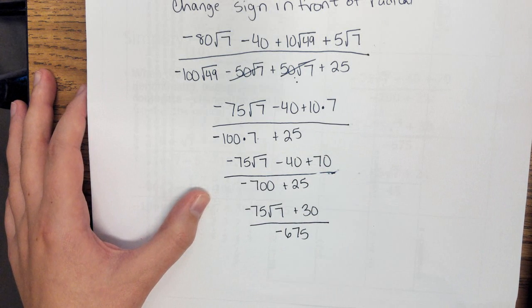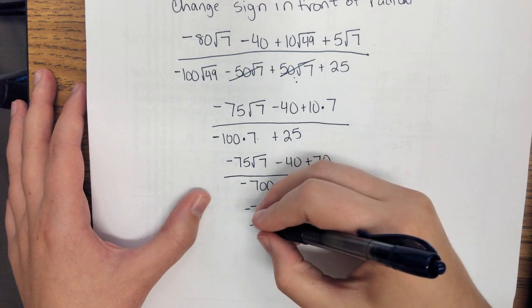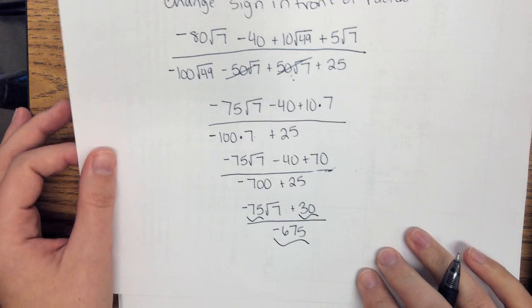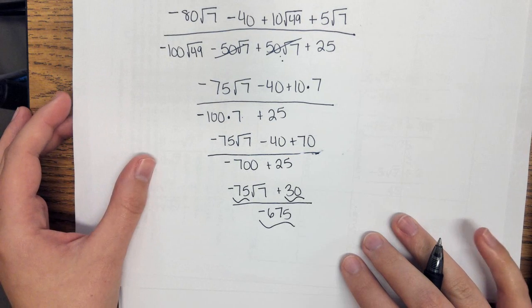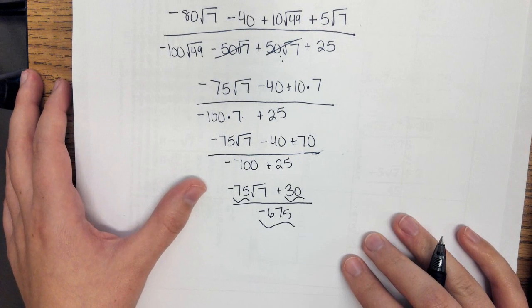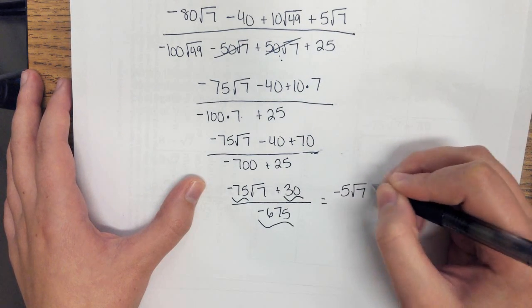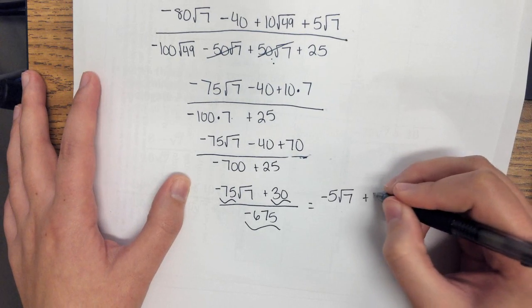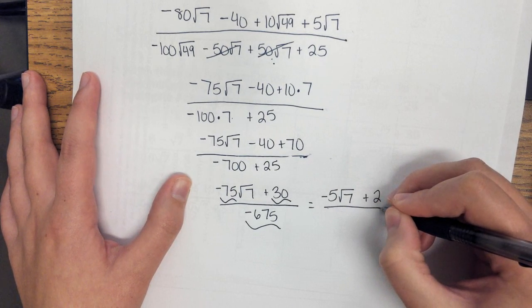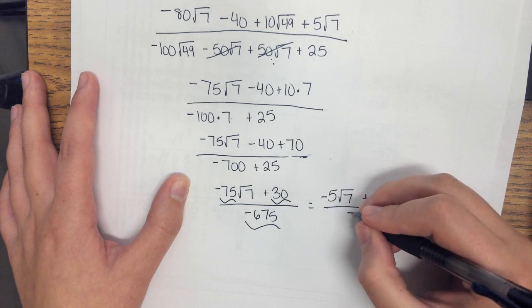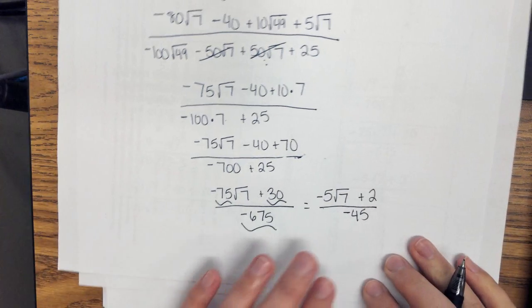Now this one is kind of tricky because there is one last thing that we can do to simplify. If I look at all these numbers, negative 75, 30, and negative 675, they have a greatest common factor. It happens to be 15. So you need to divide that out. Negative 75 divided by 15 is negative 5 square root of 7. Notice the square root didn't change at all. 30 divided by 15 is 2. Negative 675 divided by 15, using my calculator, those are big numbers, is negative 45. That's perfectly fine.